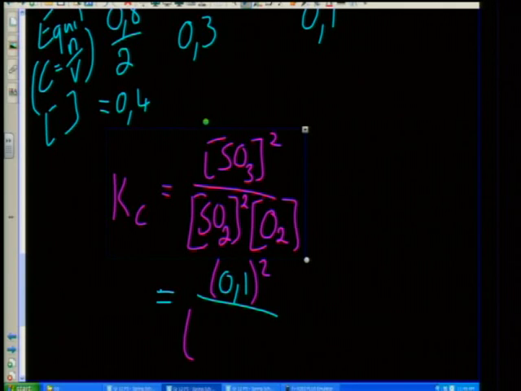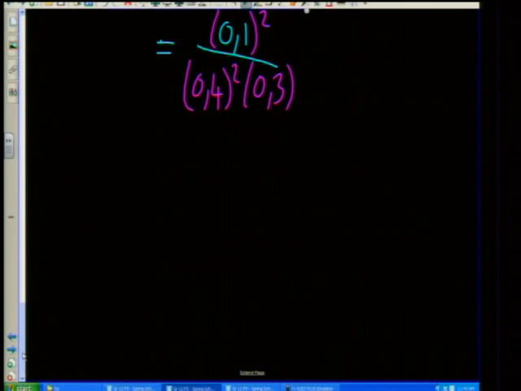The SO2 was also squared. It was 0,4, 0,4 squared. And the oxygen is 0,3. And we answer it like that. You use a calculator, and the answer that you should get is 0,21, rounded off to 2 decimal places. Okay, how was that? I hope you've got it sorted out.